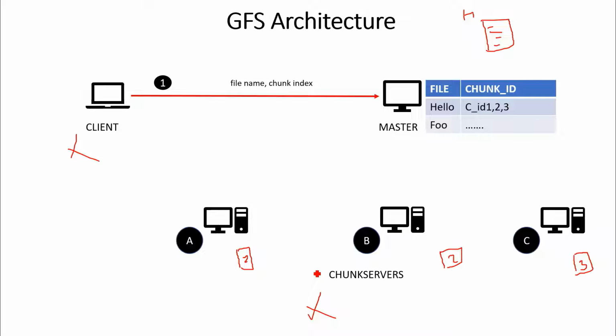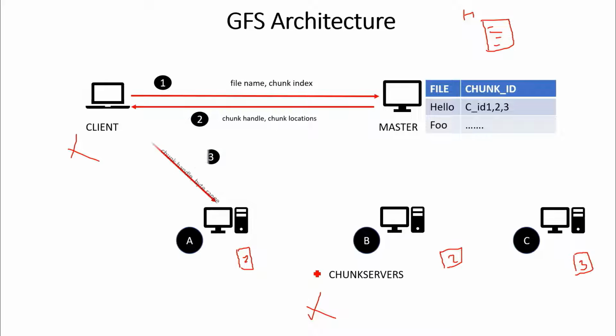Now the client sends the request, hey master, please give me this file name and this chunk index. The master will look at the namespace, where the file is located, where the chunk is located, and after finding this in the master metadata, it will reply to the client, hey client, this is the chunk handle and this is the chunk location.